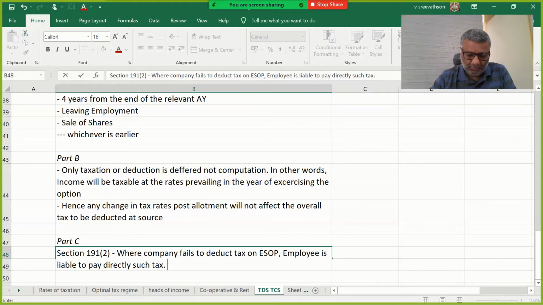Sir, this employee paying is like advance tax, sir? No, sir. It is self-assessment tax. In the year in which you are paying, it is self-assessment tax of the previous year.